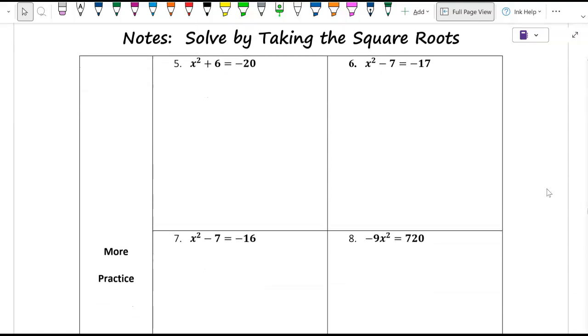Number 5, x squared plus 6 equals negative 20. So we need to start by subtracting 6 from both sides. So we get x squared equals negative 26. We take the square root of both sides. So x equals plus or minus the square root of negative 26.